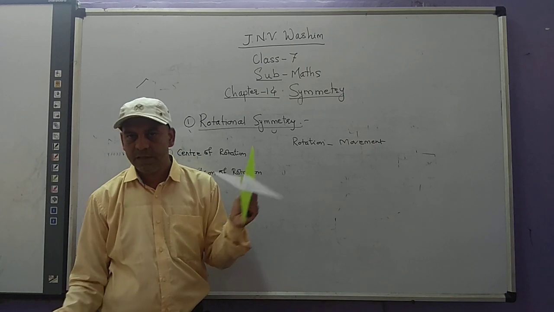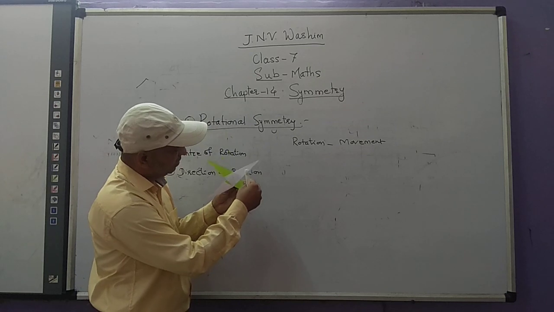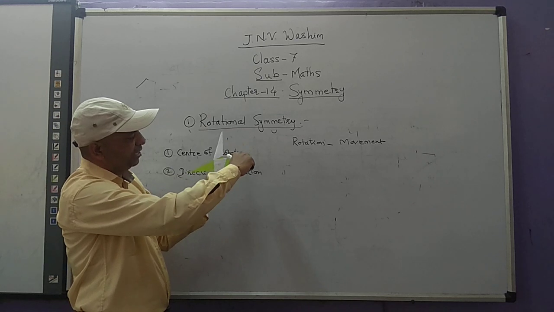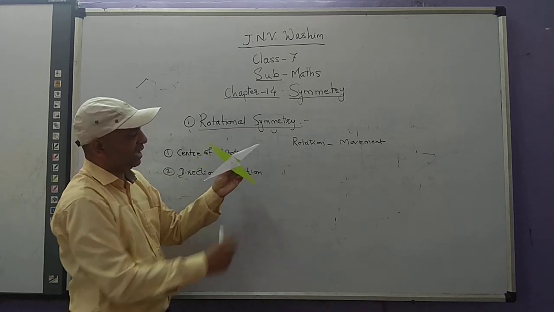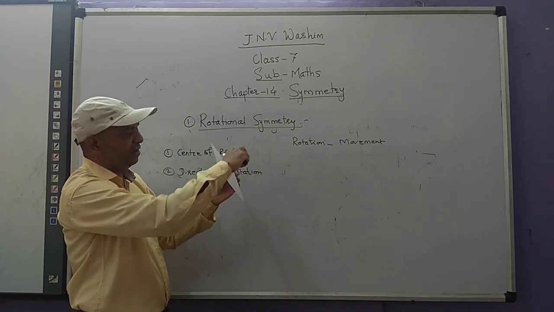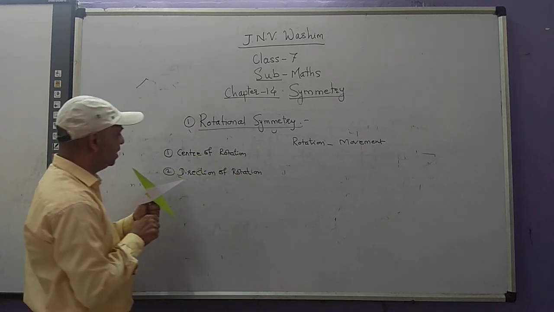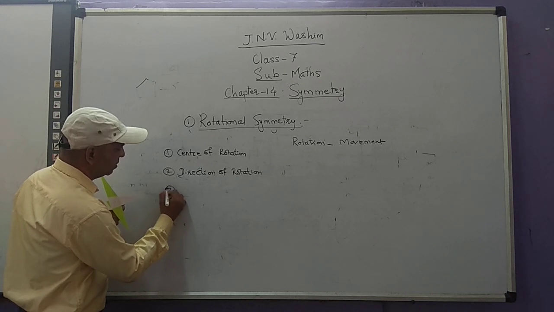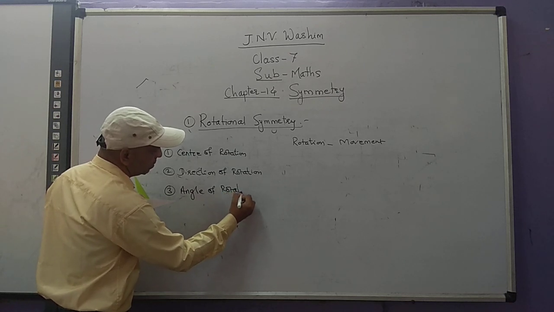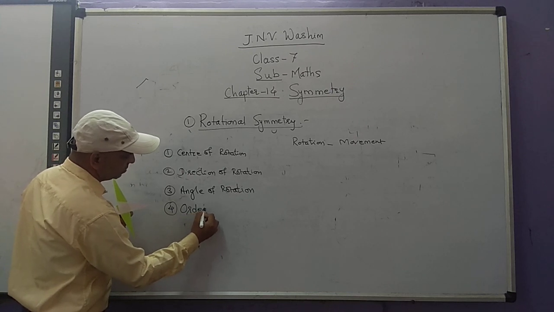Okay. Next, suppose this is the figure and I rotate it through 90 degrees. Then this shape becomes like this. When I rotate again through 90 degrees, this shape becomes like this. And when we rotate again 90 degrees, we get the original position. So the third point is angle of rotation, and last is order of rotation.